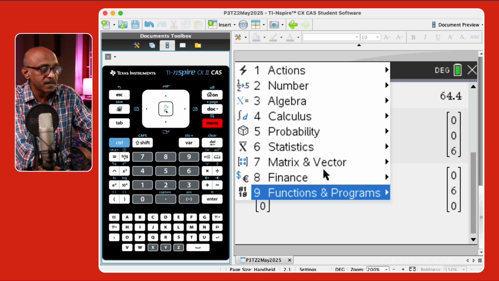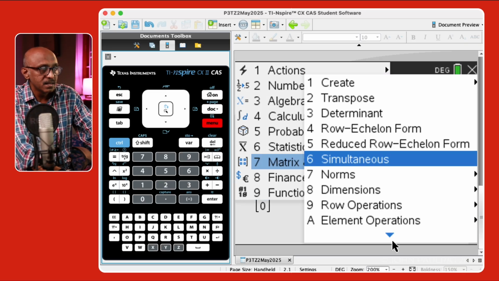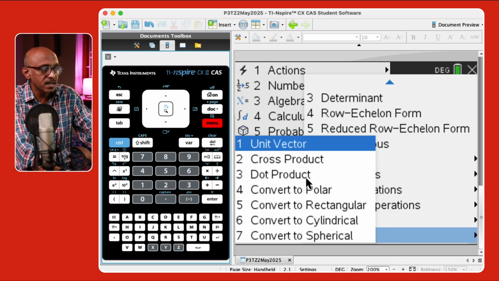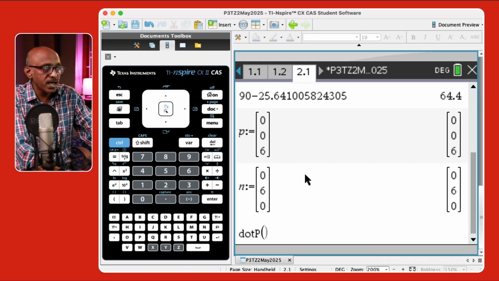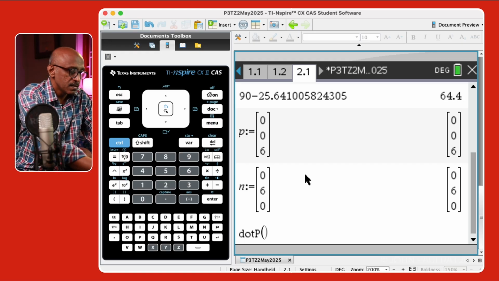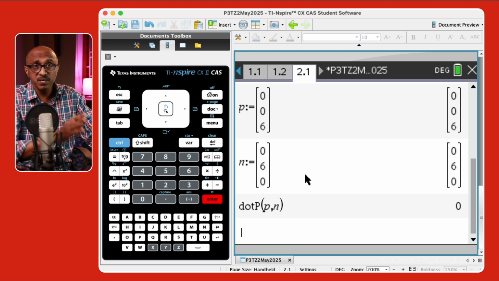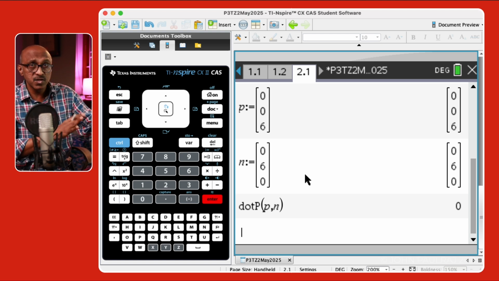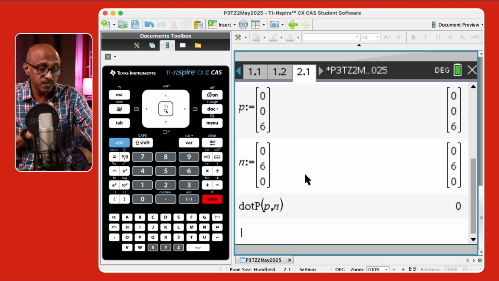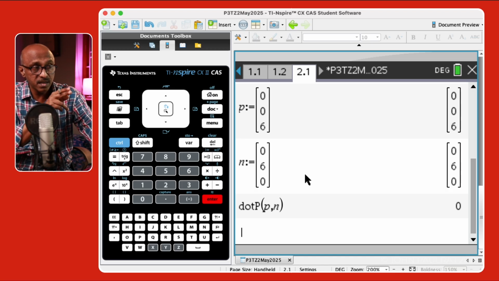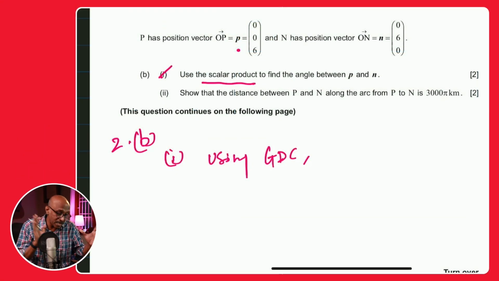And then I come here to vector and dot product. I say dot product and it is just p, comma, n, all right? And once you say that, it'll say 0, and then you can just use the theory. Did you see what I just did? All right? And if you didn't see it clearly, pause, go back and see how I got the dot product, okay? But how are we going to write the answer, okay?